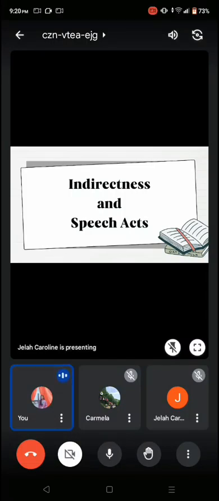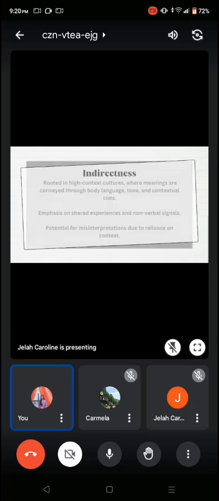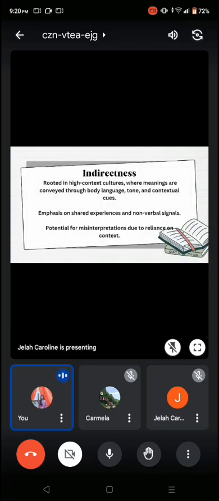I am Genevieve Lobaton and I'll be discussing the concept of indirectness in communication and how it relates to speech acts. So, the concept of indirectness in communication is rooted in high context cultures where meanings are conveyed through body language, tone of voice, and other contextual cues rather than explicit words. In such cultures, people rely on shared experiences and nonverbal signals to interpret the intended message.